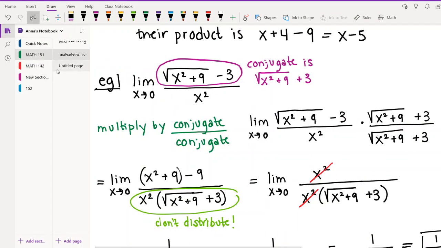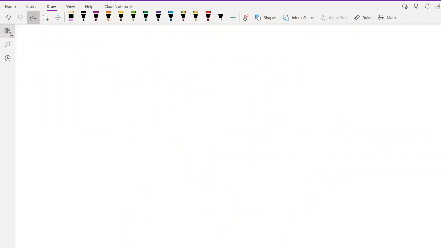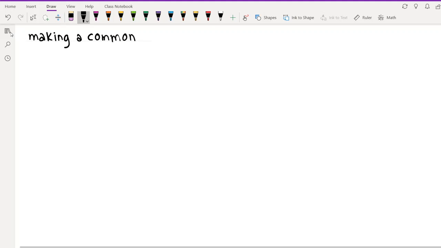Okay, so one more example we're going to do in this video is now going to be about making a common denominator. So basically, the idea behind making a common denominator is that when you have two fractions that you're trying to add or subtract to each other, you have to make a common denominator in order to do that, right? So let's look at the example that I had written earlier.